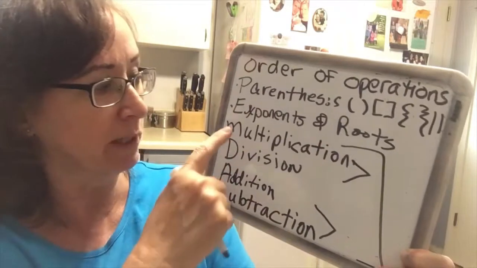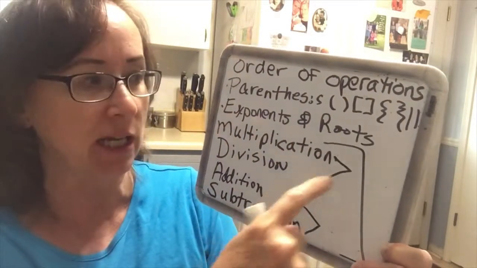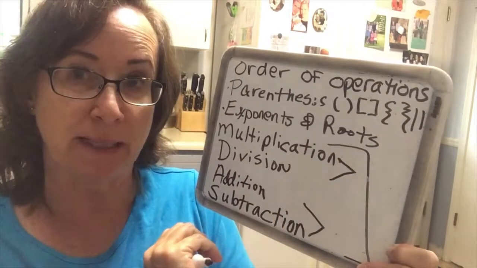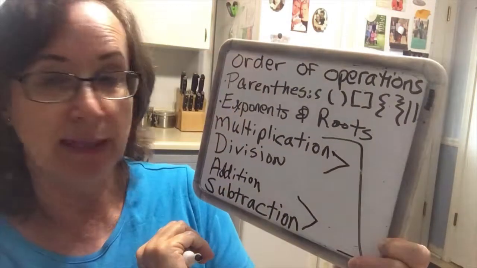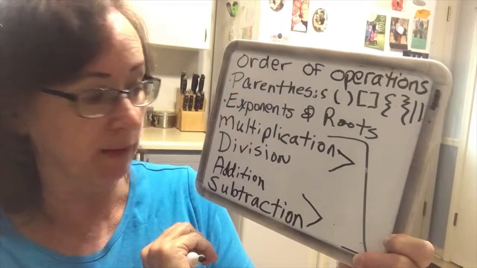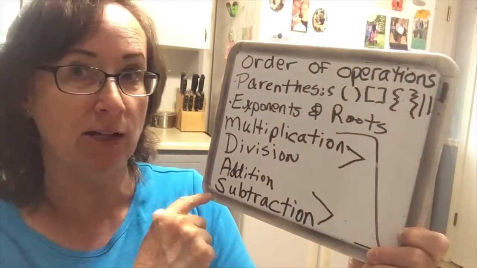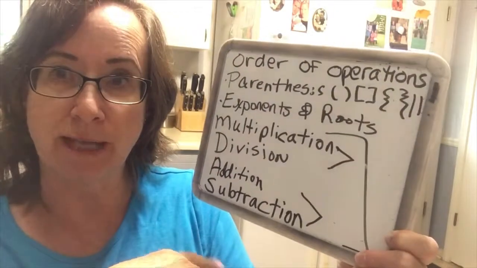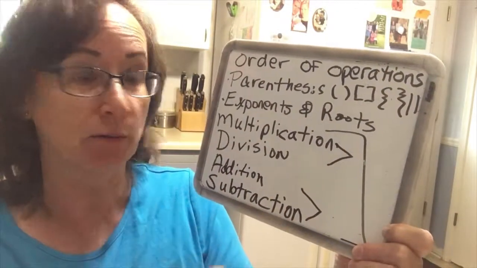And then we're going to do multiplication and division, which are the same order. We will do them left to right as we see them in the order of the line. And then addition and subtraction are at the same rank or level. And we will also do them left to right as we move through the problem.